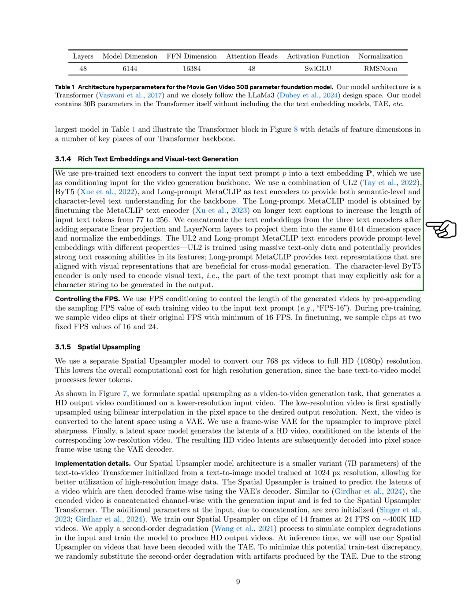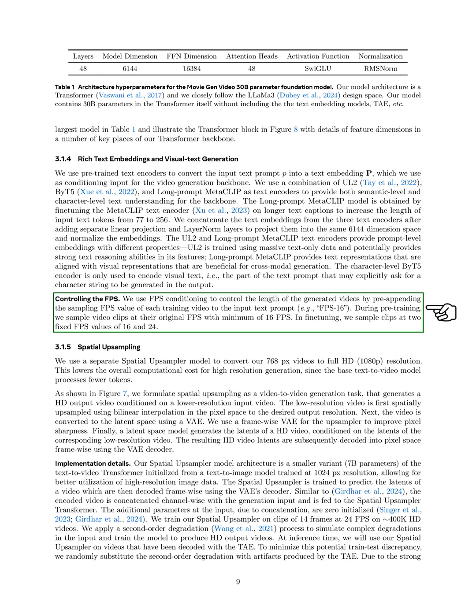same dimensional space. The UL2 and long prompt MetaCLIP encoders generate prompt-level embeddings with distinct characteristics. UL2 is trained on a vast amount of text data, enhancing its reasoning capabilities, while long prompt MetaCLIP aligns text representations with visual ones, aiding in cross-modal generation. The BYT5 encoder focuses on encoding visual text, specifically parts of the prompt that request character strings in the output. To manage the length of our generated videos, we prepend the desired frames per second (FPS) value to the input text prompt. During pre-training, we sample video clips at their original FPS, with a minimum of 16 FPS, and during fine-tuning, we use fixed FPS values of 16 and 24.